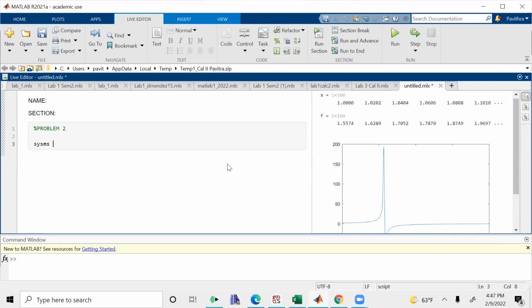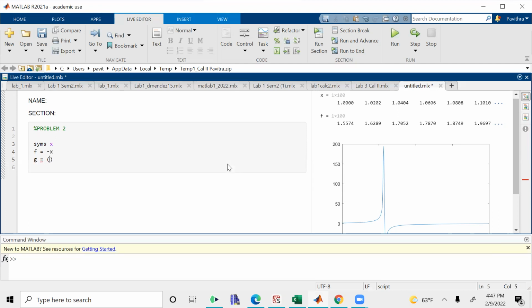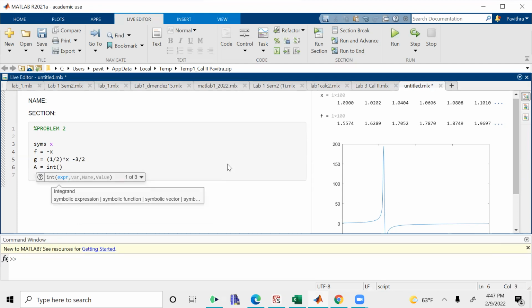I'm going to write syms x because it's a symbolic variable, so syms x, and then f is equal to negative x, right? We have another function that is half, 1 over 2 into x minus 3 over 2. And a equal to, for integration, you are going to write int, okay? That's the built-in function in MATLAB.